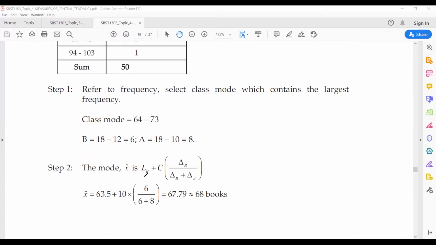You have your LB, which is 63.5. C has been calculated as 10. The change before, we calculated that to be 6. Then we have 6 plus 8. And once you do that calculation, you end up getting 67.78, which is approximately 68 books. So that's it for the estimation of the mode for grouped data as well.